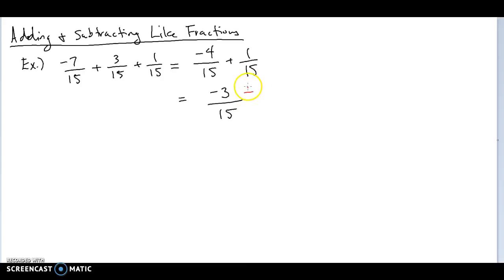So if I divide the top by 3, of course I also have to do it to the bottom. So negative 3 divided by 3 is going to give me a negative 1. 15 divided by 3 is going to end up giving me a positive 5. And there's our answer, negative 1/5.